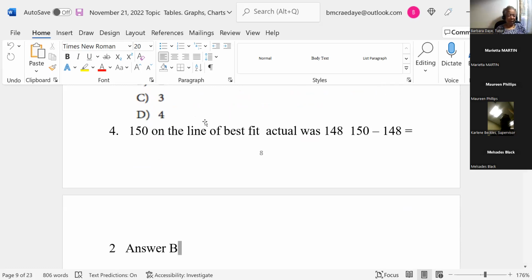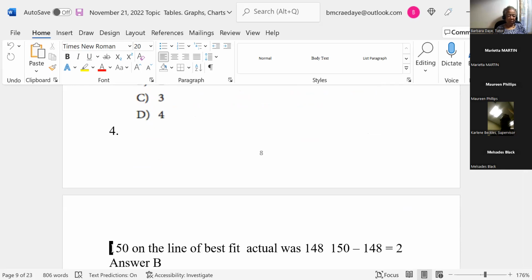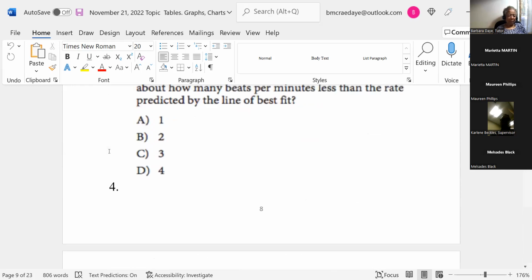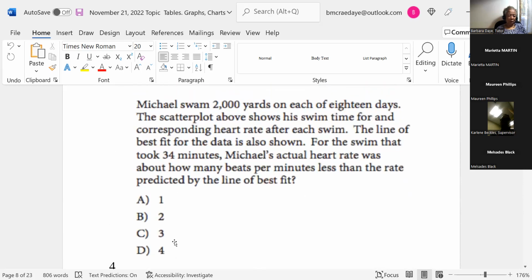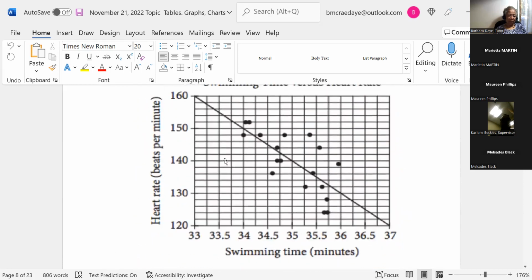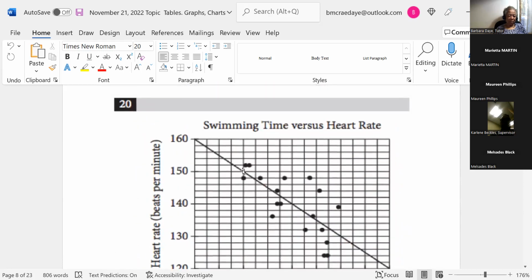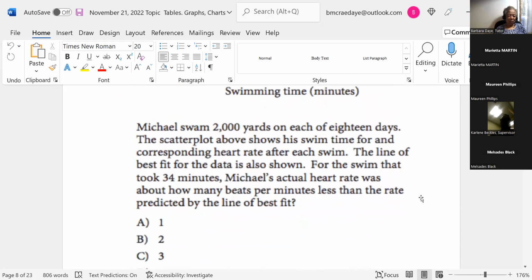Okay, that's the answer. So let me just put this down here. What number is that? That's number 4. Okay. Number 4, answer B. You have to find the line, look on the line of best fit, and you get 150. See, that's right on the line of best fit. Look at the actual point plotted. That's right here. That's 148. Subtract the 2, and you get a difference of 2.